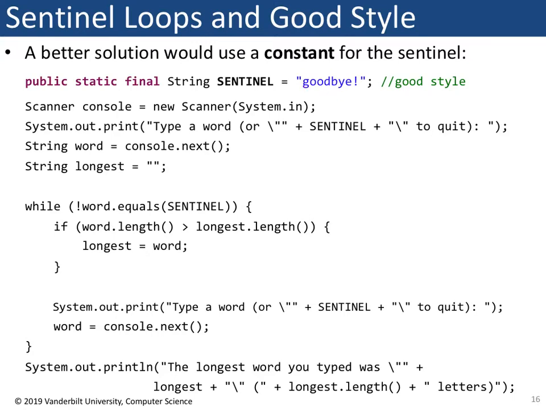A further better approach would define a helper method to print out "type a word or type the sentinel to quit", followed by getting the next input from the console. So if you were to put this in a method, you wouldn't have to type it in twice, and then you could just call the method here and here.